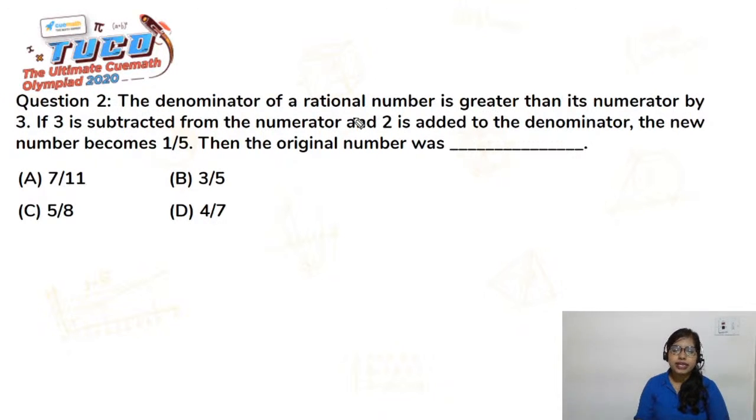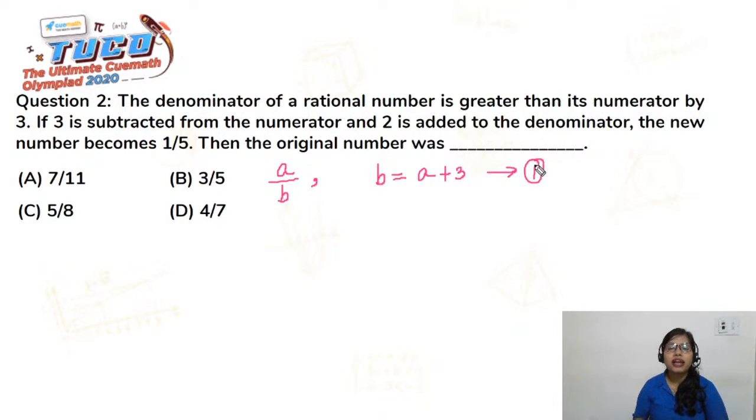So as we all can see, the denominator of a rational number is greater than its numerator by 3. Right? So let's say that the rational number that we have is a over b. And the denominator, that is b, is greater than its numerator by 3. That means the denominator is a plus 3, and we could keep this as our first equation.